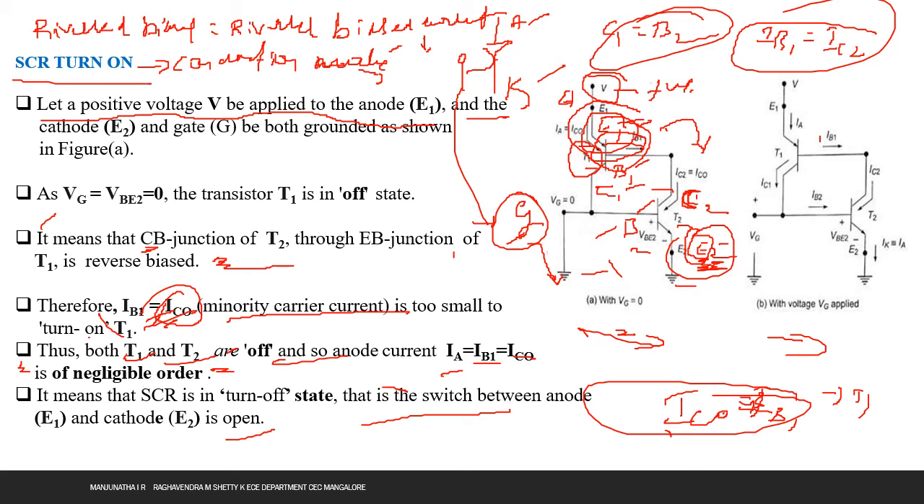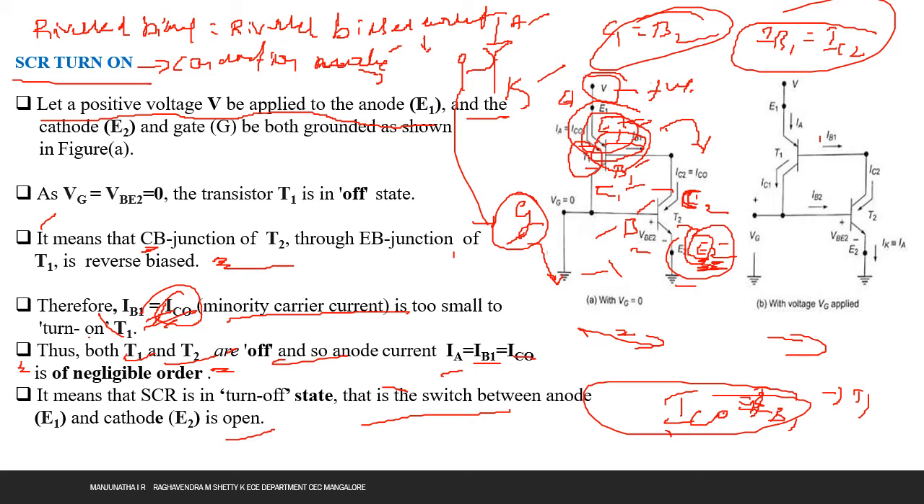Both transistor T1 and transistor T2 are in the turn off condition. So the SCR is not going to conduct. It is like an open circuit, and it is not going to conduct.